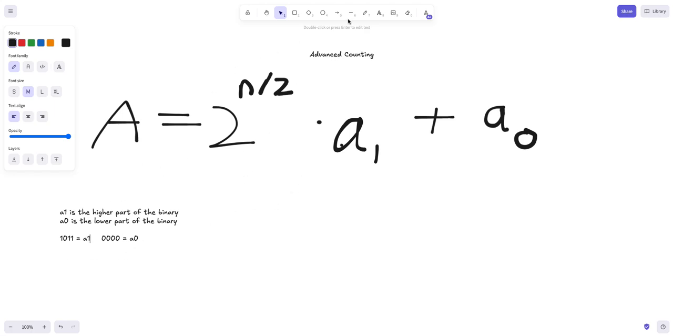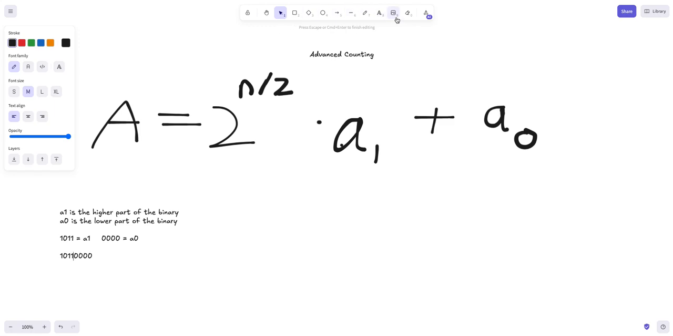Ideally, this would look something like this: when we multiply by 2 to the power n over 2, we have 0, 0, 0, 0, and then we have 4 more zeros. Once we add it with A1, that changes to 1, 0, 1, 1. So this 2 to the power n over 2 is solely there for the purpose of shifting the elements of A1. And this would be the same for B as well.